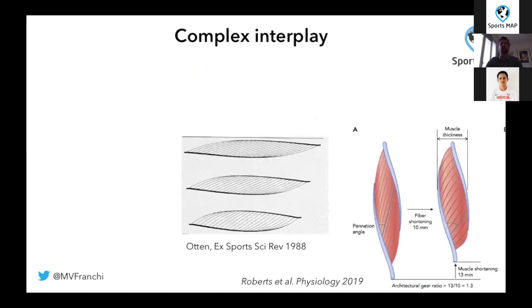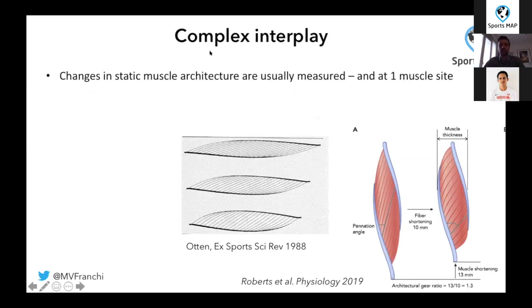So why so? I think it's the complex interplay. I think that usually changes in static muscle architecture are measured, and we do not measure what happens in the muscle during contraction. We do, but in these studies of adaptation, we usually try to see if there is an adaptation in architecture and then try to correlate this to function. And as you can see from Tony's work, if he wouldn't have gone and looked at more than a muscle site, he wouldn't have found any increase in fascicle length.